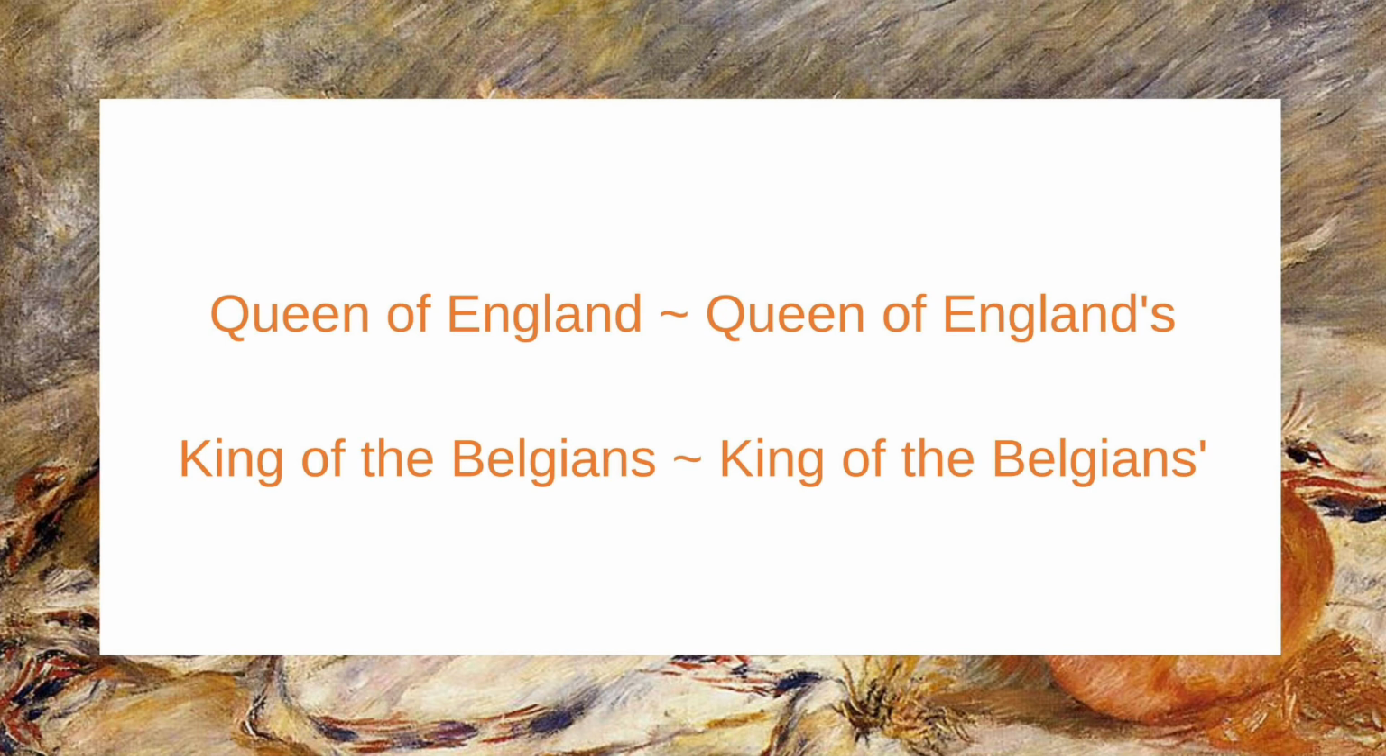The noun phrase Queen of England does not end in an S and therefore takes the apostrophe S in the possessive. The noun phrase King of the Belgians does end in S and therefore takes only the apostrophe.